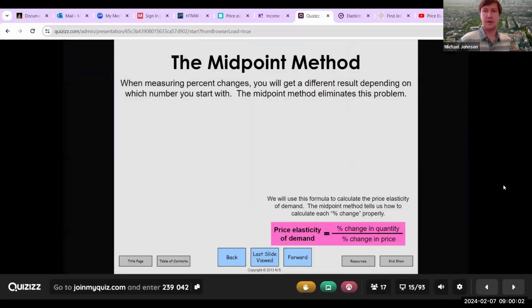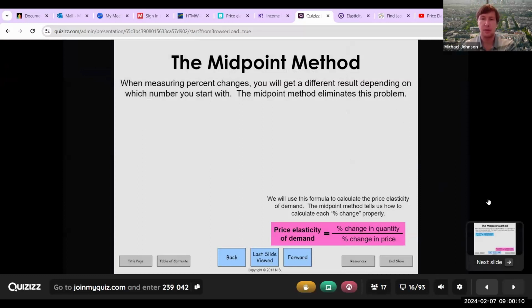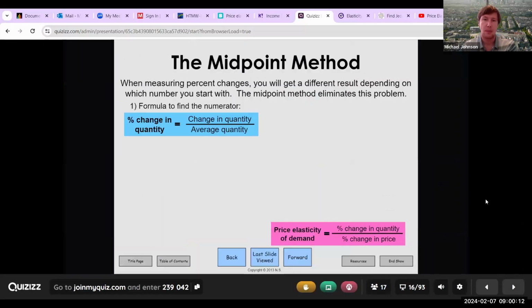So the midpoint method. When measuring percent changes, you will get a different result depending on which number you start with. The midpoint method eliminates this problem. That's why I recommend using the midpoint method. Unaffected should be correct too. If I was marking this as a test, I would mark unaffected as correct.